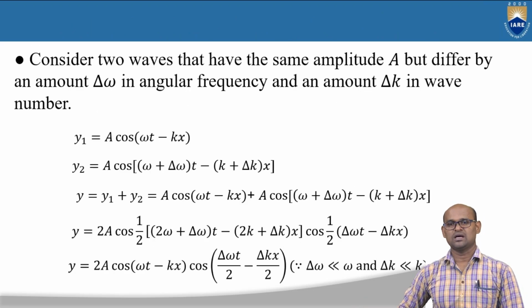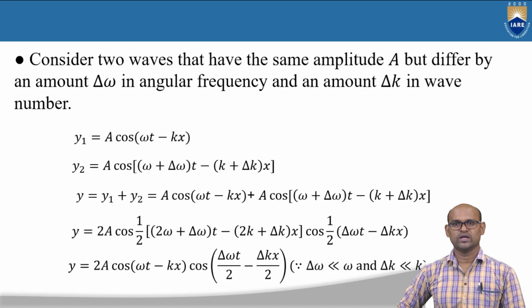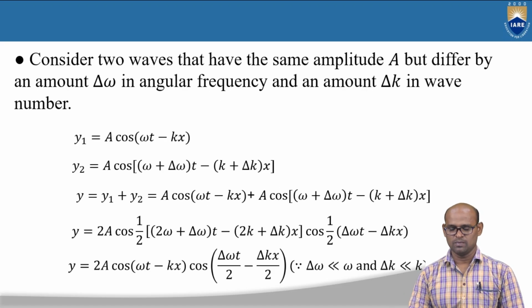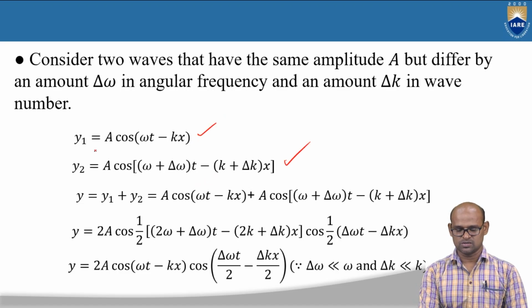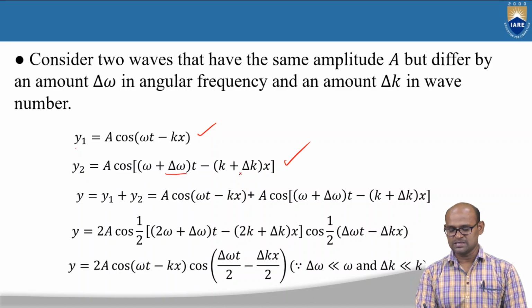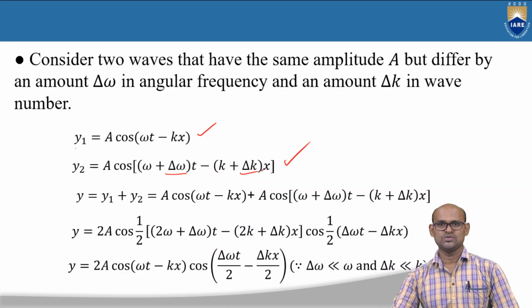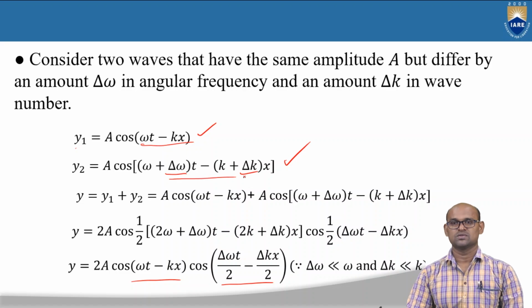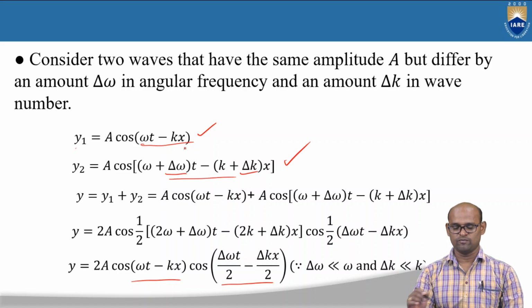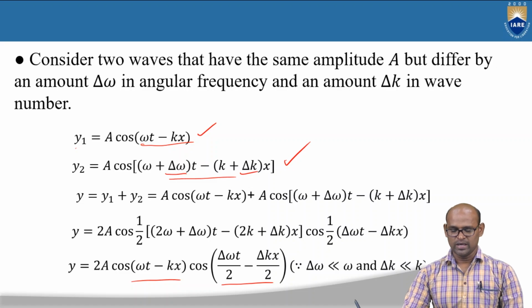So we can understand this by considering two waves of different velocities. Wave 1 is a cos(omega t minus kx), and wave 2 is a cos((omega plus delta omega) t minus (k plus delta k) x). So there is a small difference between these two waves. By combining these two, the resultant of these two waves, we can find that the velocity is not the same as that of the two waves. So the group velocity is different from the phase velocities of the two incident waves.